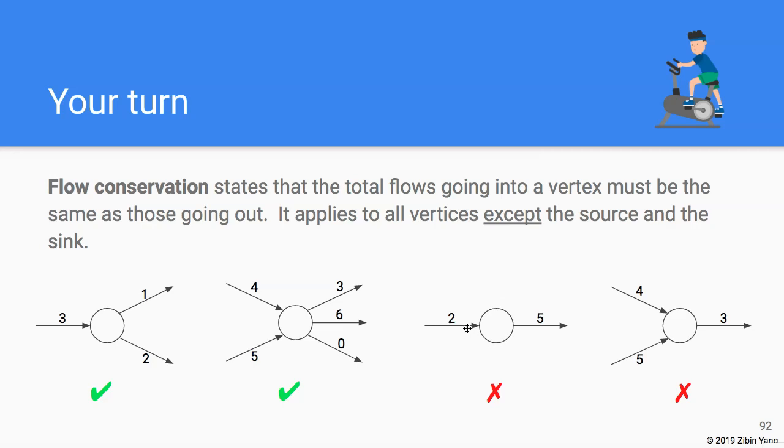2 units of material go in, 5 come out. That's not good. And this one doesn't obey it either. The total going in is 9. The total going out is just 3.